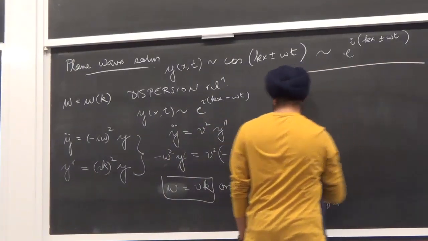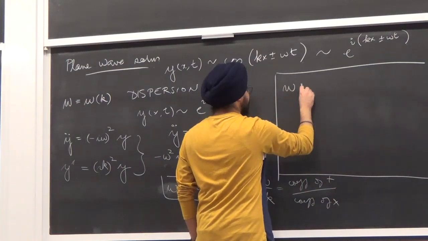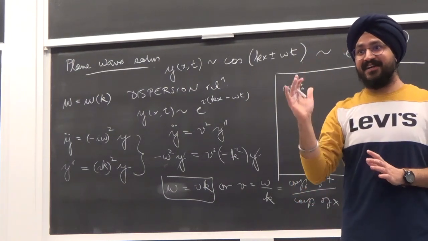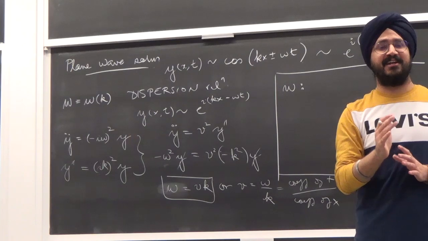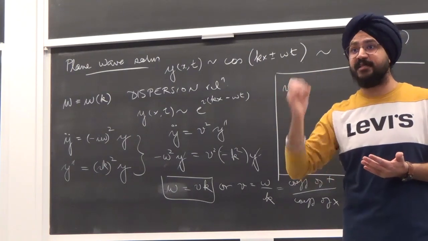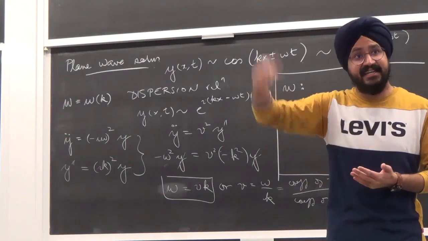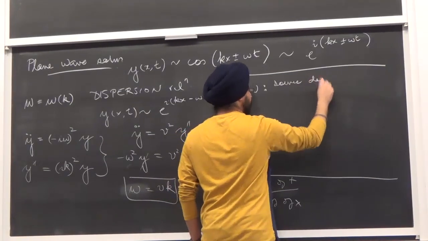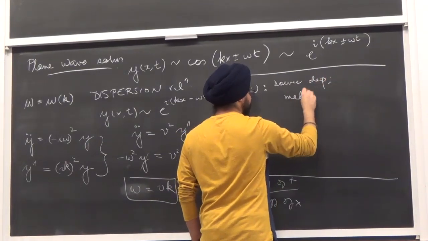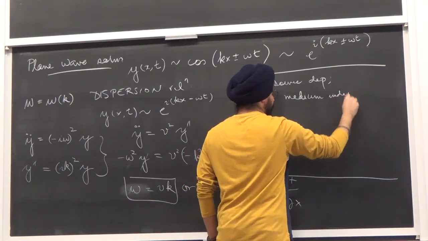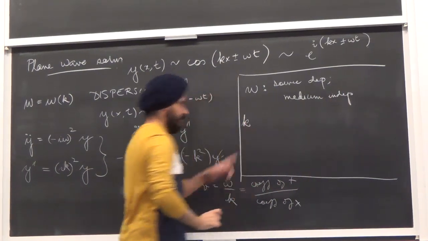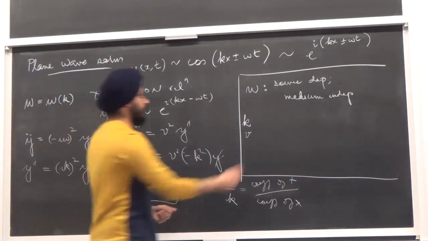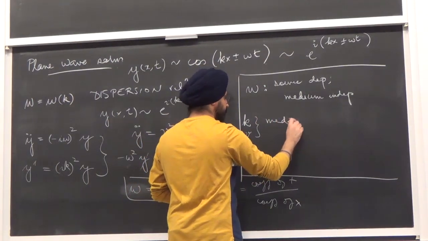Little tips and tricks. Omega does not depend on the medium. Let this settle in your minds. This is going to come up over and over again. Omega is a source-dependent feature. It is what is creating the wave, okay? So omega is source-dependent. It's medium-independent. Whereas k and speed v, they are both medium-dependent, okay?